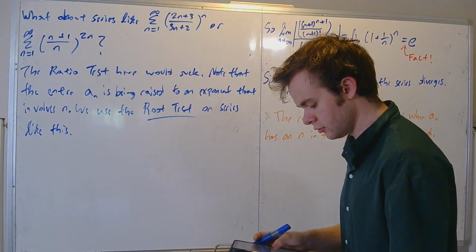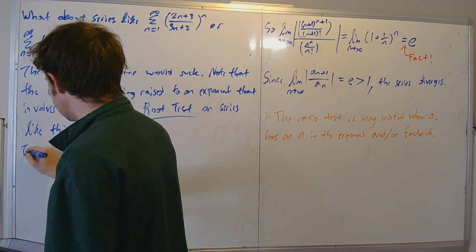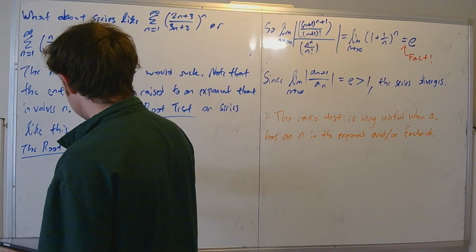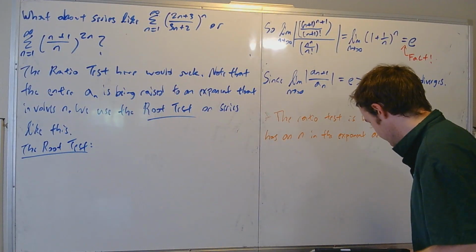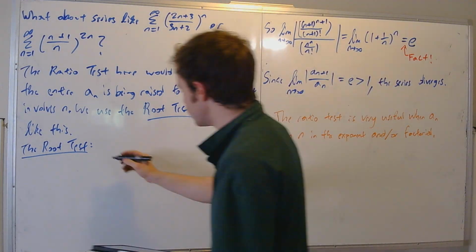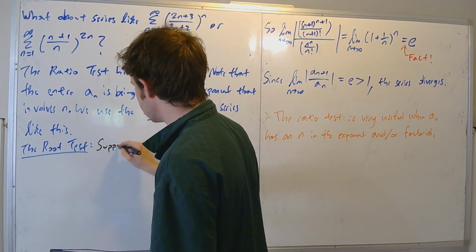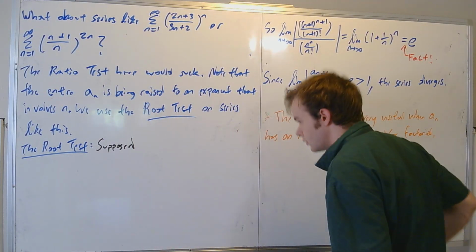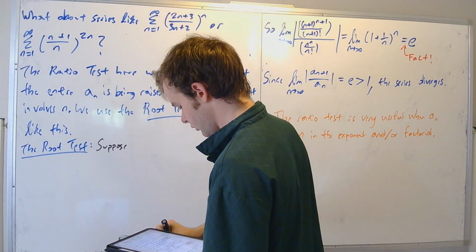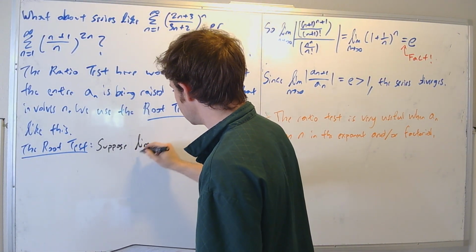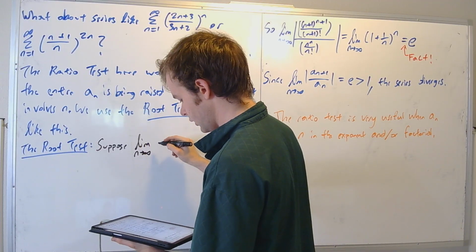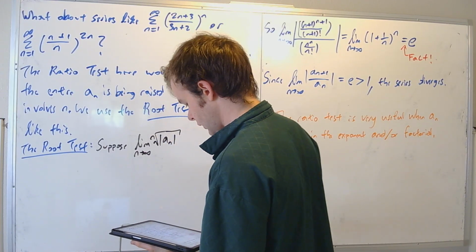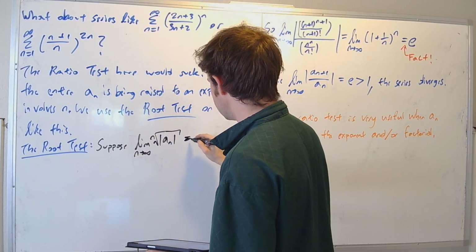Okay, so now we're going to use the root test. So the root test is going to say, suppose the limit as n goes to infinity of the nth root of the absolute value of a_n is equal to L.